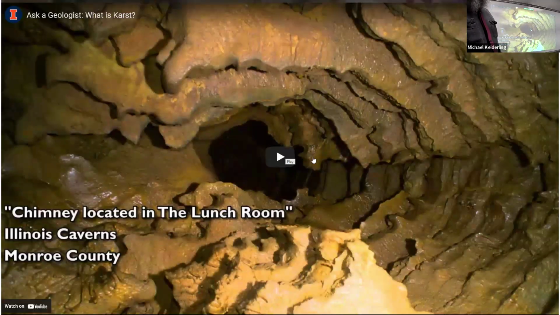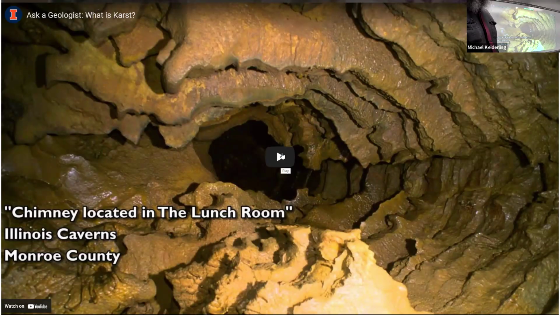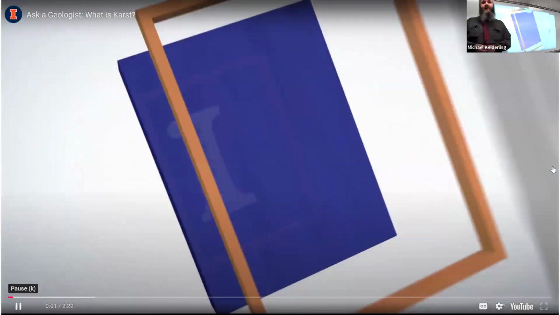So here's a short video about karst topography. This is from the University of Illinois. So this is a chimney located in the lunchroom in the Illinois Caverns in Monroe County. You can get enormous cave systems.